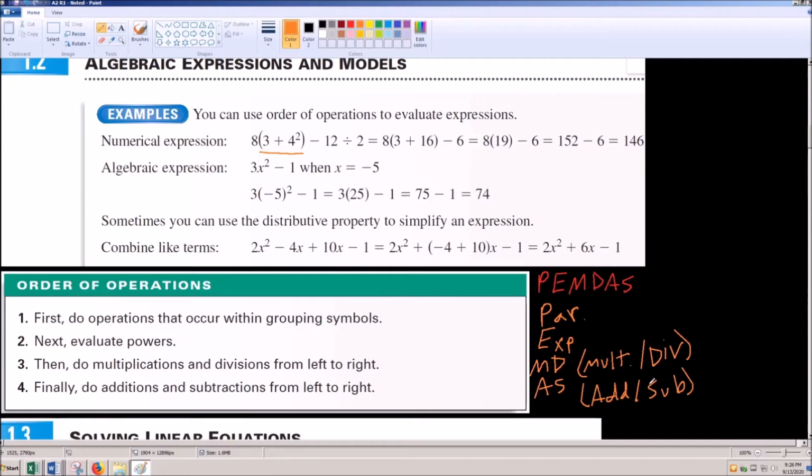You can always win the argument just by knowing how it actually works, which is that it goes from left to right. People will screw this up all the time. It's a little bit tricky, but this is the actual order of operations, how we follow it. So looking at this numerical expression, for example, to start us out, we see 3 plus 4 squared, and that's inside parentheses. I've got an 8 on the outside. That's going to be multiplication.